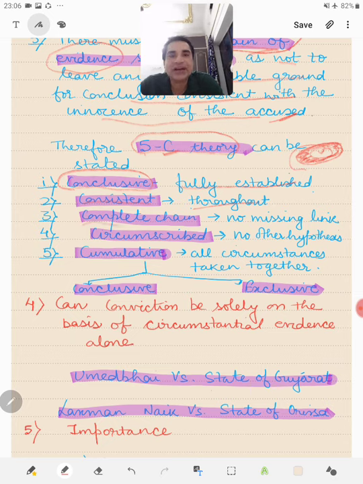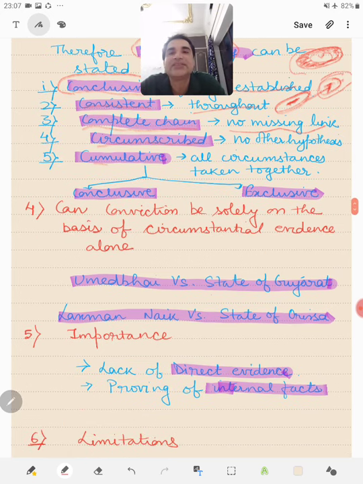Then there should be a complete chain of evidence. There should be no missing link in the whole circumstantial evidence. Then it should be circumscribed in nature. Circumscribed in nature means that it should only lead to one hypothesis, and that hypothesis should be the guilt of the accused. It should not point to any other hypothesis, any other possibility that can lead to the innocence of the accused.